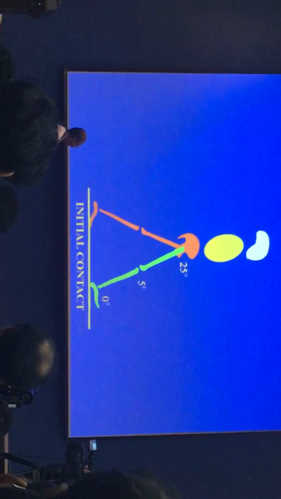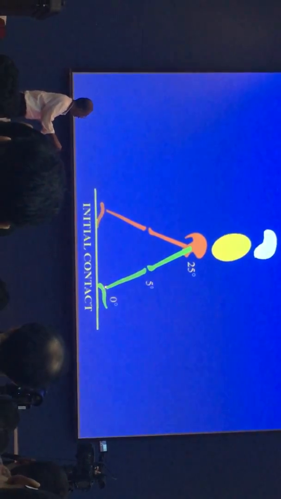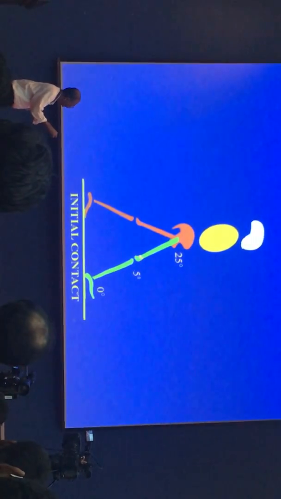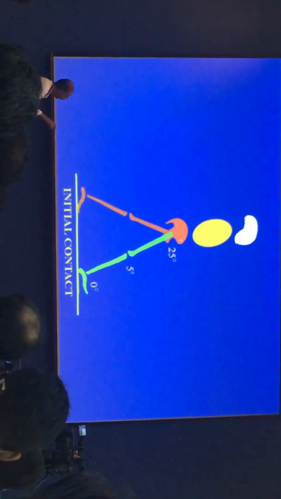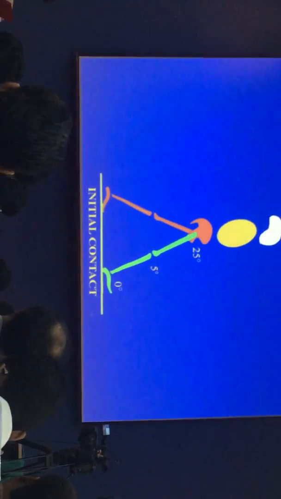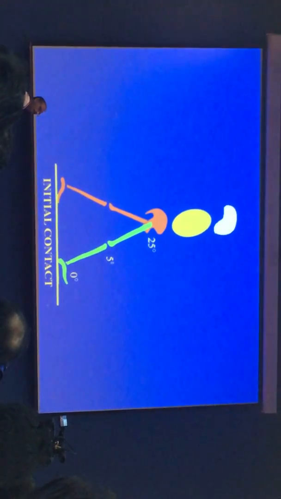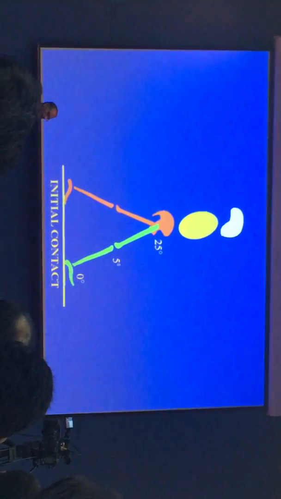So at heel strike, the ankle is at 0 degrees to the tibia. That is it. The knee is about 5 degrees flexed, it's not completely extended, and the hip is about 25 degrees flexion at initial contact. So if a patient has a flexion deformity of the knee joint, obviously the pre-positioning is affected. So you need to understand this.